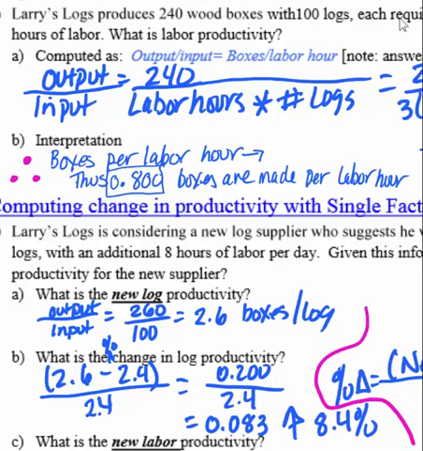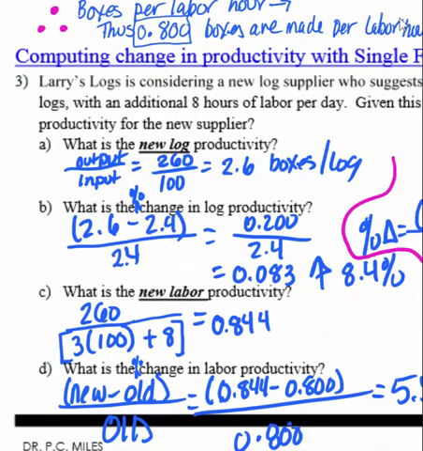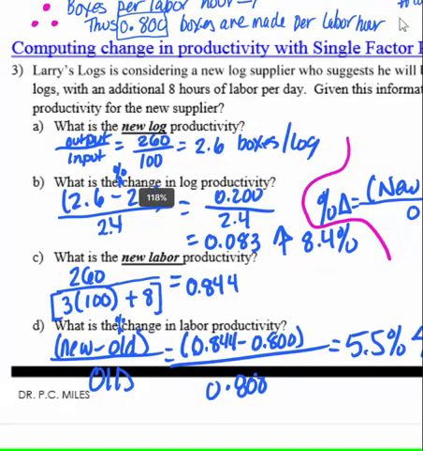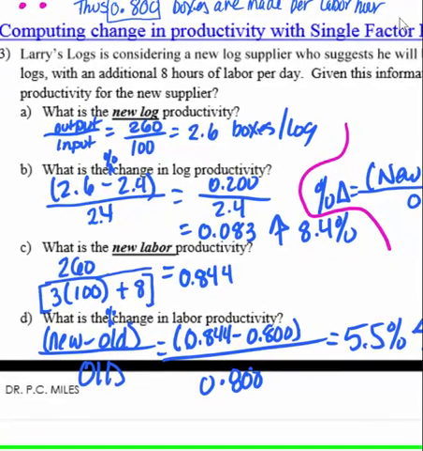Now let's take a look down here where we have computing single factor productivity once again, but now we have a slightly different problem. It's changing slightly so that we can compare this one to the previous. In this one we have the same idea. We have 260 units that are produced, a little bit more, with 100 logs. So this is a new supplier.